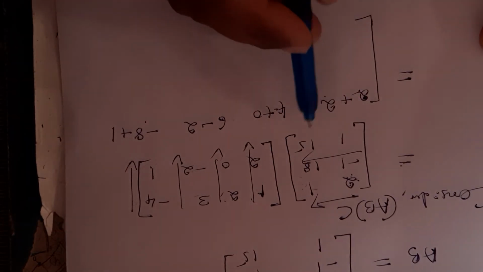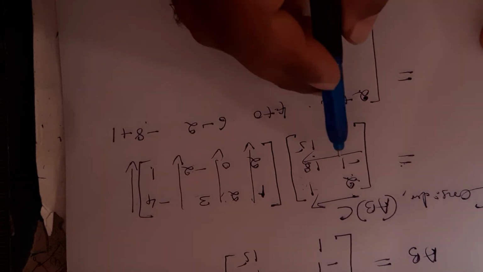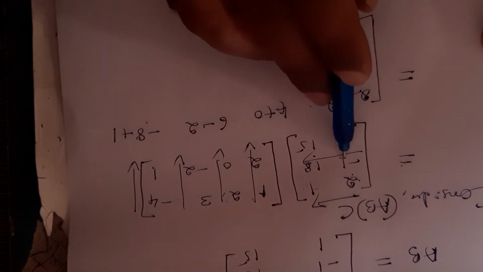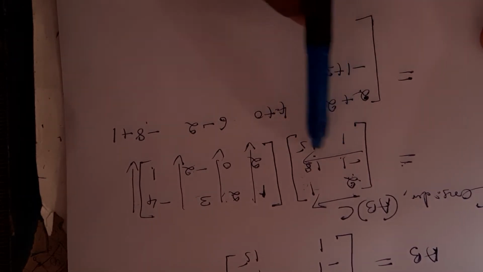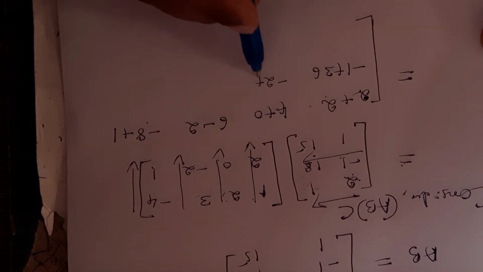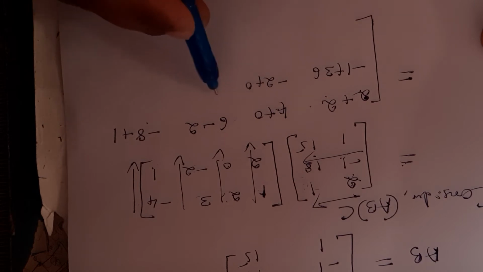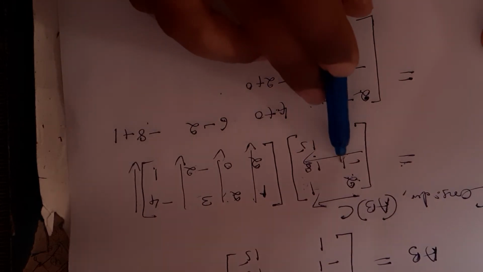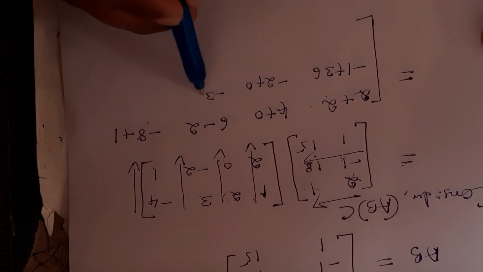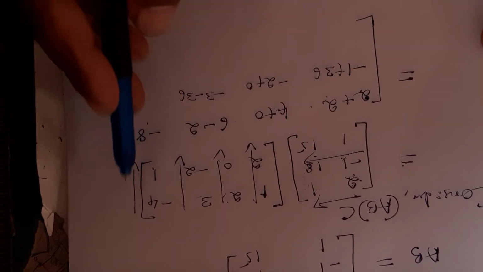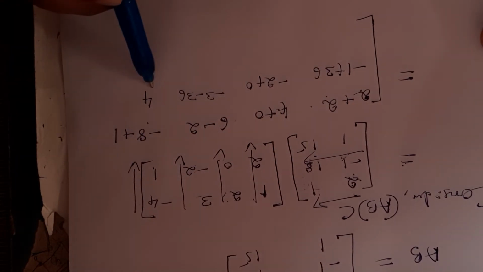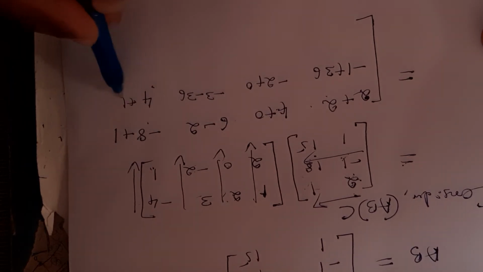Similarly, consider the second row here. Minus 1 into 1, that is minus 1. Then 18 2s are 36. Then minus 1 into 2, that is minus 2, plus 18 into 0, that is 0. Then minus 1 into 3, that is minus 3. Then 18 into minus 2, that is minus 36. Then minus 1 into minus 4, that is positive, plus 4. Then plus 18 into 1, that will be 18.